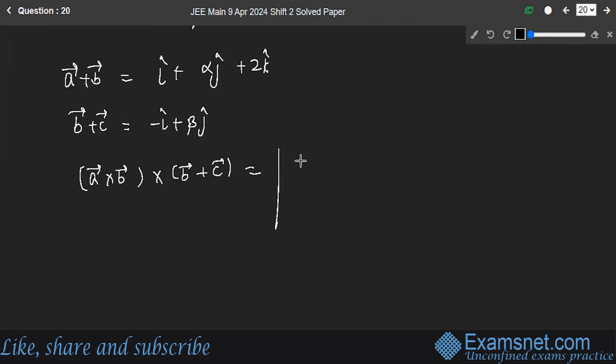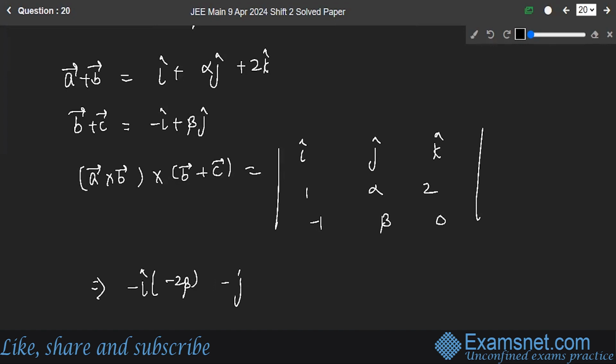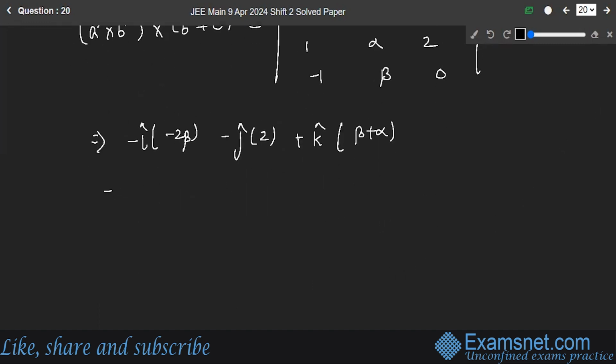This is I, J, K, and 1, alpha, and 2, minus 1, beta, and 0. Okay, so this will give you I into minus 2 beta, J into 2, K alpha plus beta. Okay, so let's rewrite it. This is 2 beta I cap, 2 J and alpha plus beta into K.